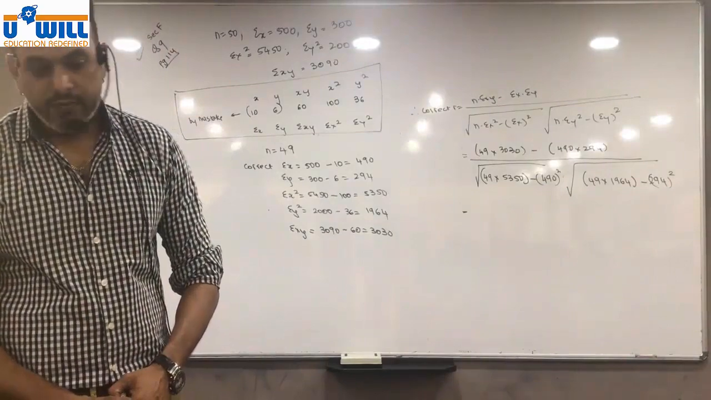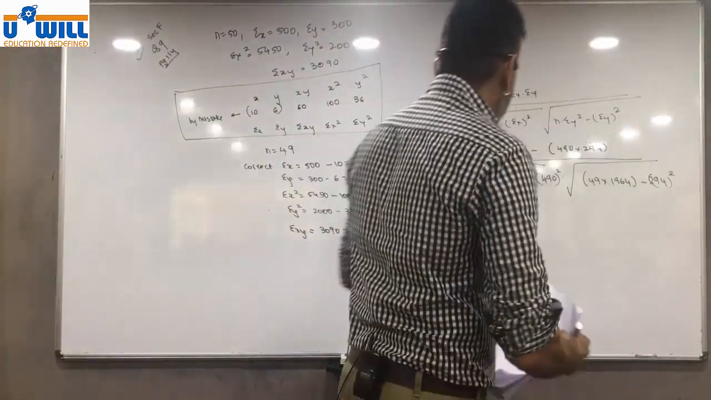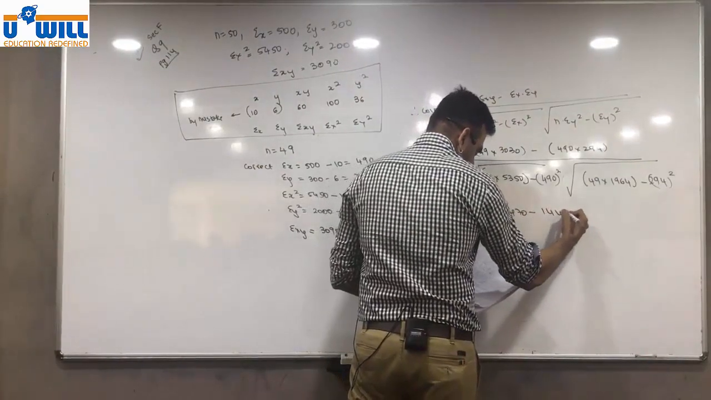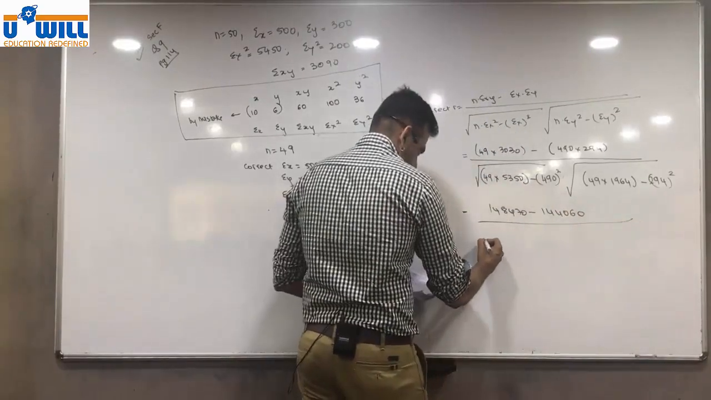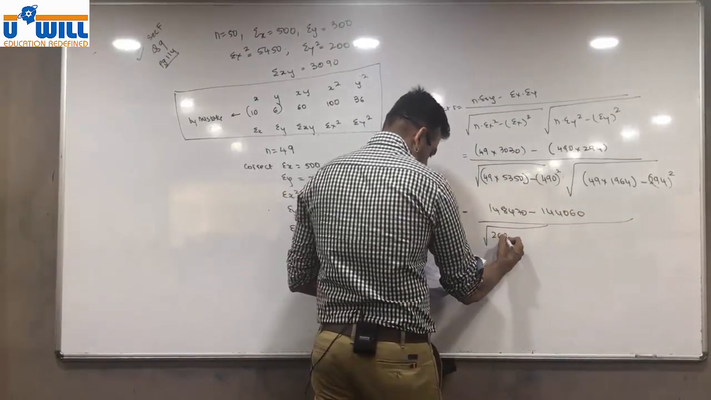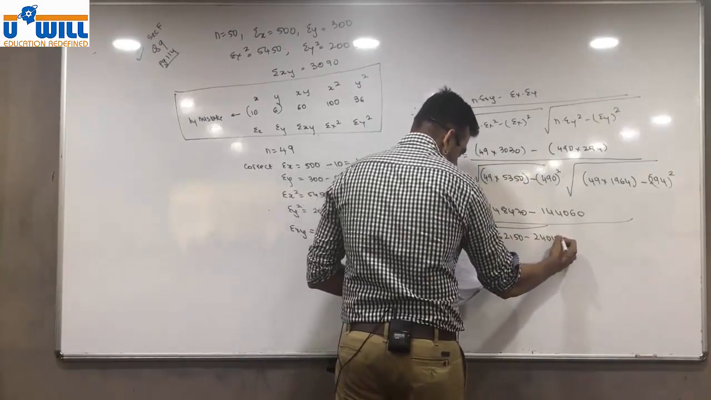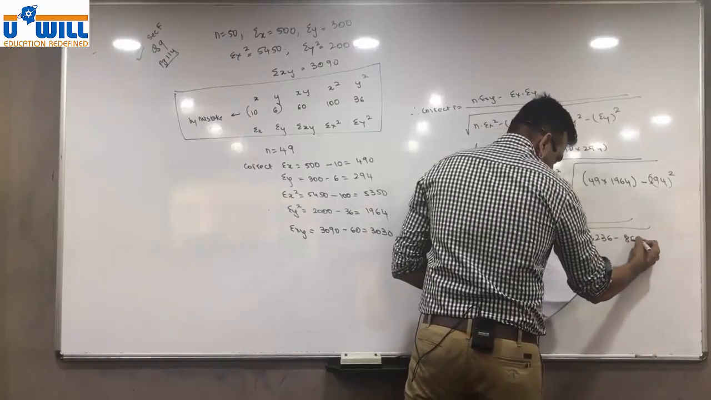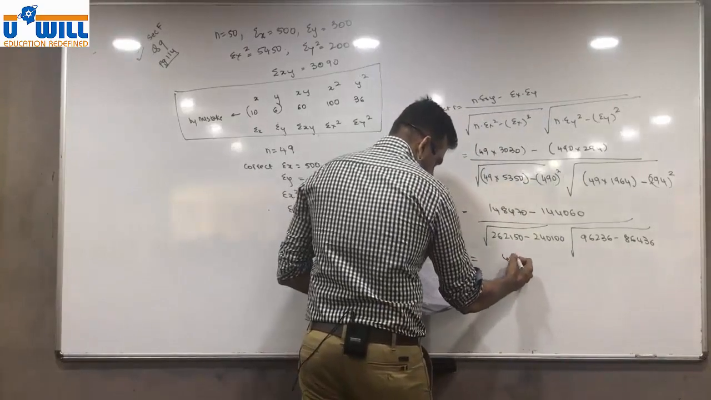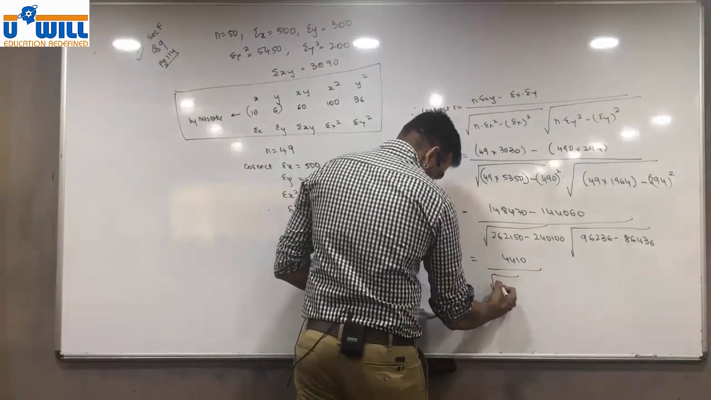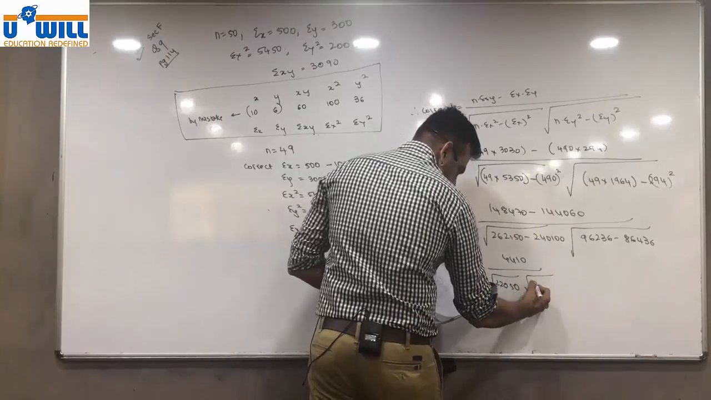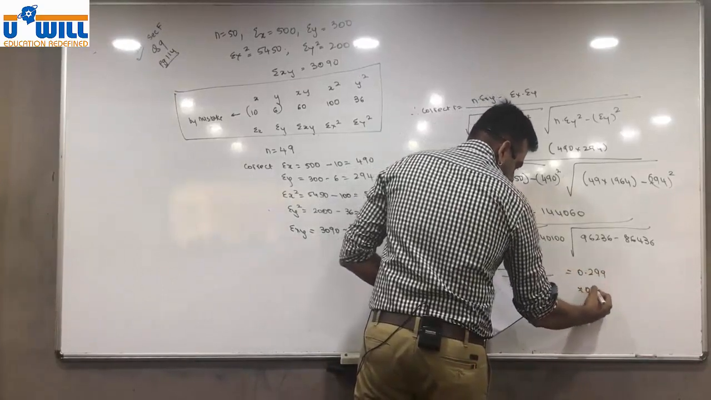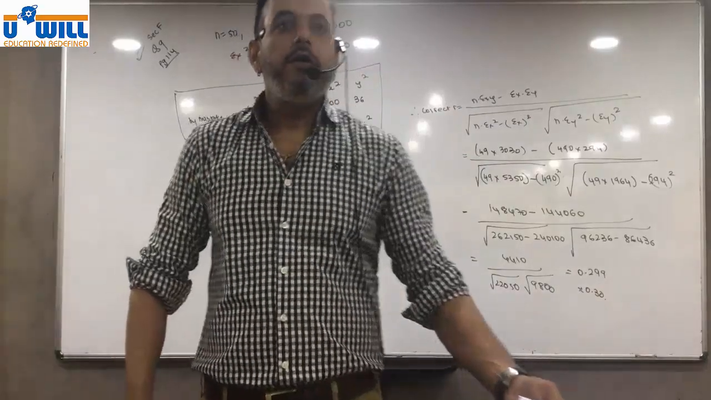See, so far. Which is equal to 148470 minus 144060 upon under root 262150 minus 240100 under root 96236 minus 86436 is equal to 4410 upon under root 22050, 0.299. We got 0.30. See.